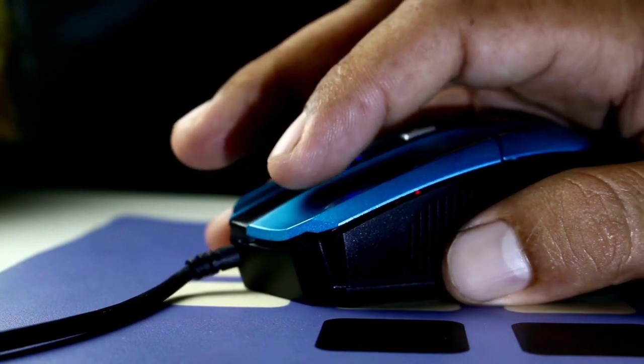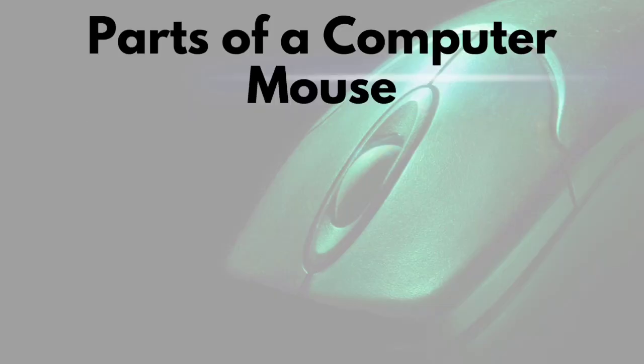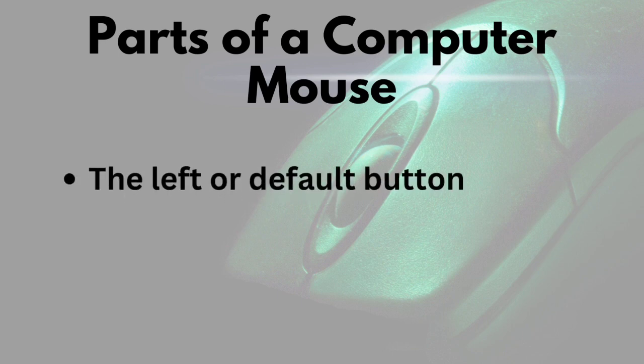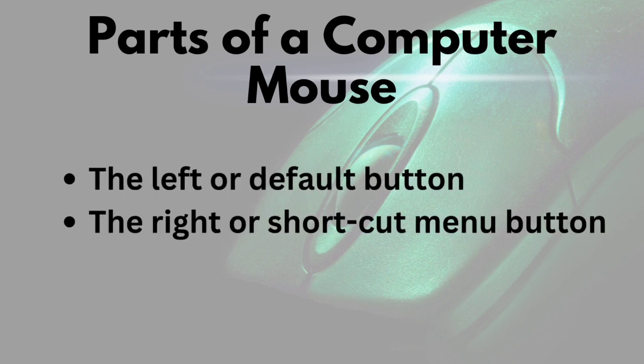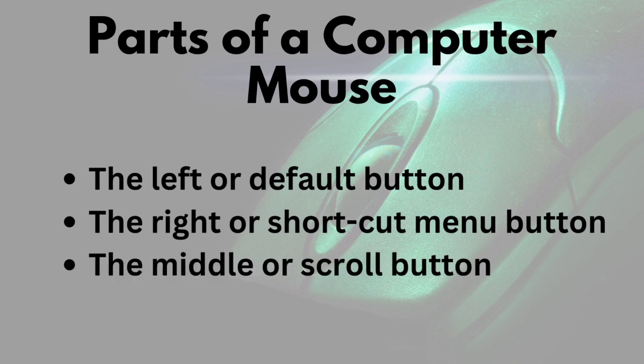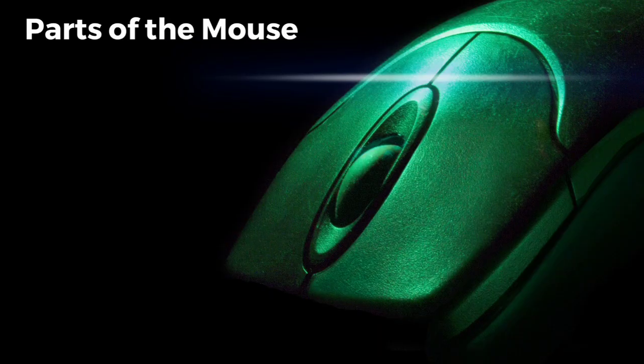The mouse has various parts. We shall be looking at those parts and how they function. Now, like I said, there are different parts of a computer mouse. Now let's look at the different parts we have. The first part we're going to be looking at is the left or default button, then the right or shortcut button, and the last one we're going to be looking at is the middle or scroll button.